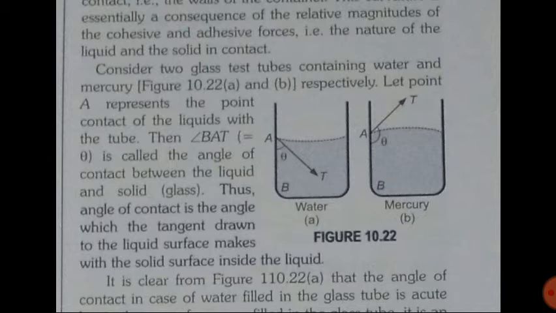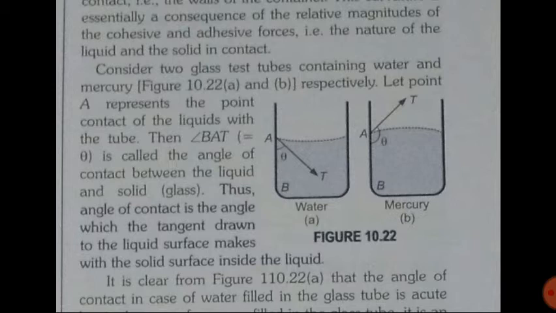degrees. But in case of mercury, in figure B, when we draw one tangent from point A, the point where the surface is touching the wall of the container, so from that point, if we draw one tangent to the surface in case of mercury, you can see that tangent as AT. The angle between AT and the wall of the container inside the liquid is more than 90 degrees. So that is called the angle of contact.